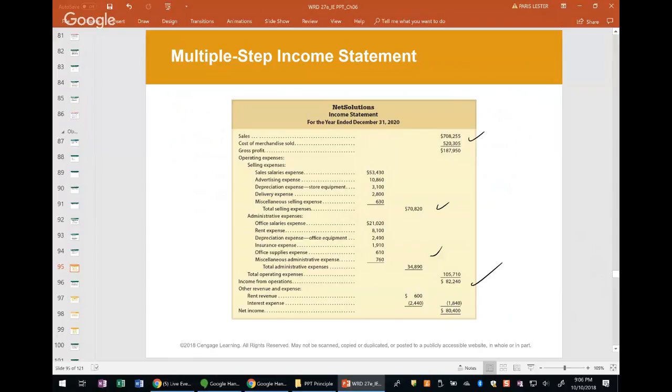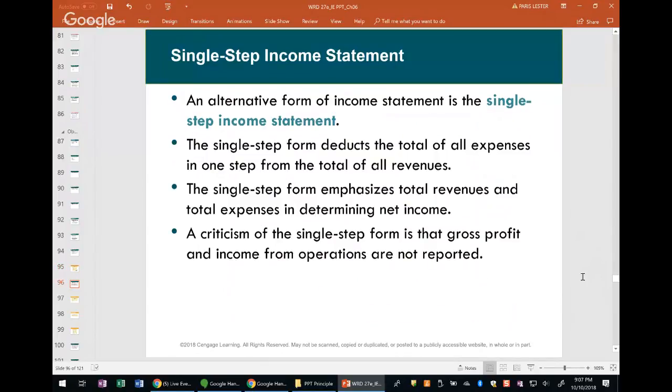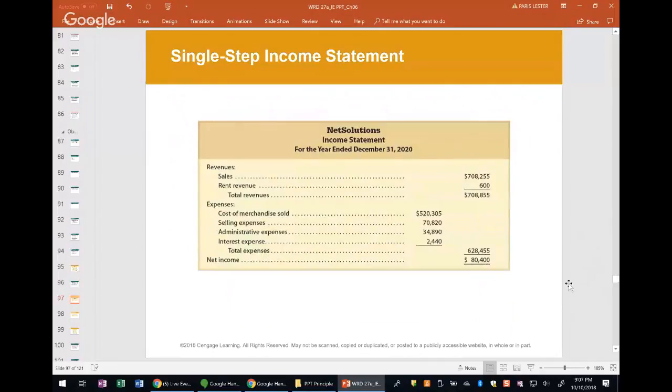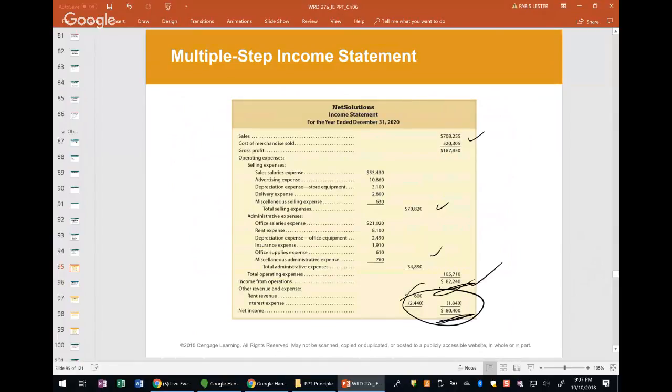Now, also on a multiple step income statement, you may have other revenue and expenses. And here you have rent revenue, and you have interest expense, and you have to put the difference there. That gives you final net income. Before, you just had income from operations, so that's expanded a little bit. This is a single step income statement when you put all the revenue together and all the expenses together. You will not have one like that on a test, but you may have this one on a test. And you'll have this one for homework for Tuesday.